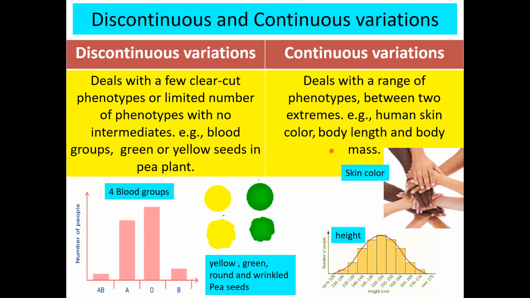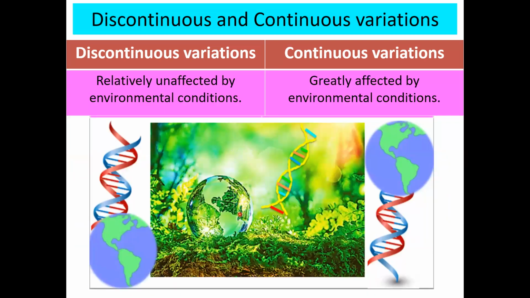So you can see the diagram. Skin color is a variety in which multiple colors can be seen over here. Height, skin color, weight: these are the three examples of continuous variation. While blood group, ear lobe, whether you have lobed ears or not, widow's peak or not, tongue rolling, all these features are discontinuous variation. In plants, either they are round or wrinkled, either yellow or green, yellow flowers, purple flowers, they are examples of discontinuous variation. And continuous variation is affected by the environment.